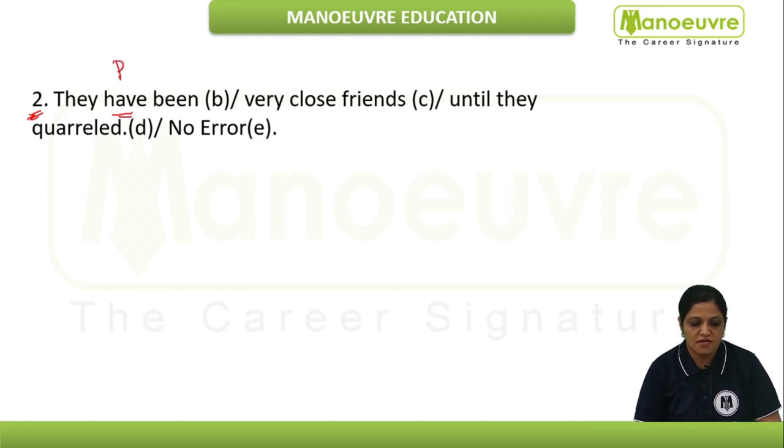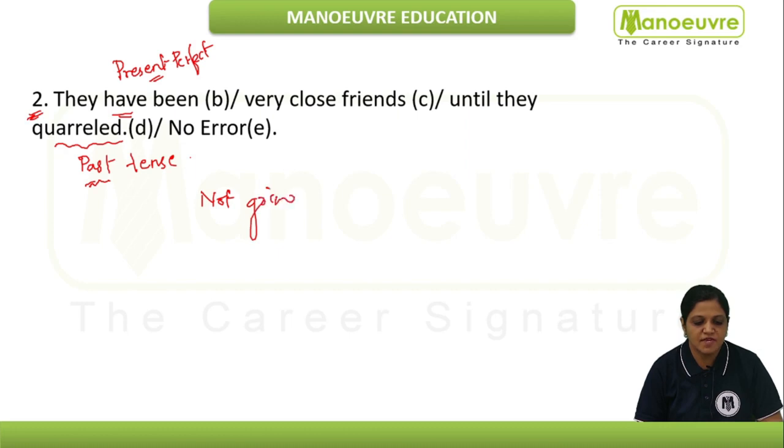Okay. It is showing present perfect tense. Okay. They have been very close friends until they quarreled. Now you can see the sentence over here is ending with a past tense, right? So we can conclude that the sentence is not going parallel. Okay. So in terms of verb, here the error is in the first part, that is be.